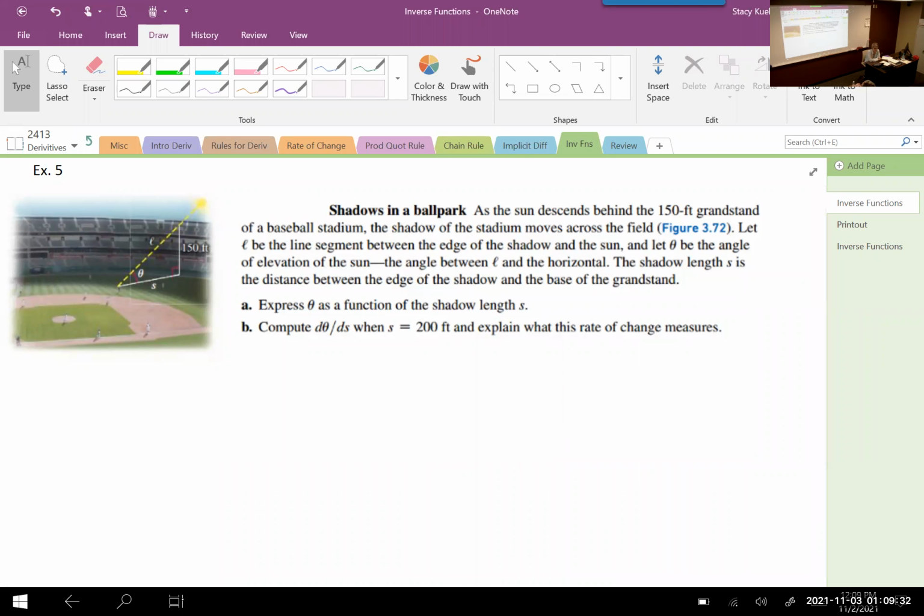It says that as the sun descends behind a 150-foot grandstand in a baseball stadium, the shadow of the stadium moves across the field, like you can see in the image. We want to let L be the line segment between the edge of the shadow and the sun. Theta is going to be the angle of elevation, and the shadow length is S. So we want to express theta as a function of the shadow length S.